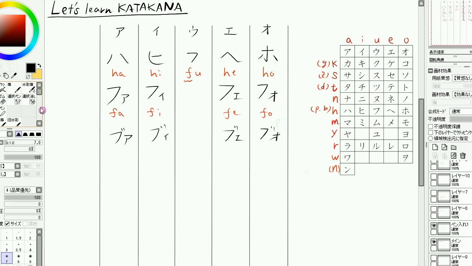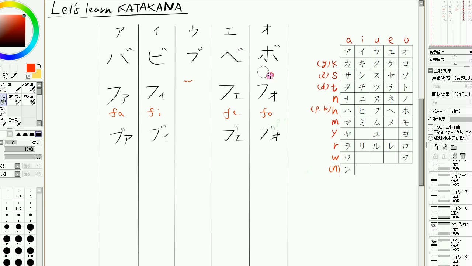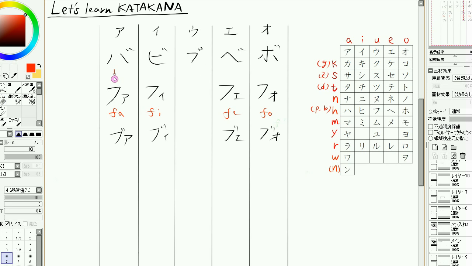Because when we put the voice sound marker to these characters, they all became the same sound. This sound isn't different from the other four. So that means we don't need to do that. We already have a B sound, right? But sometimes we see these.